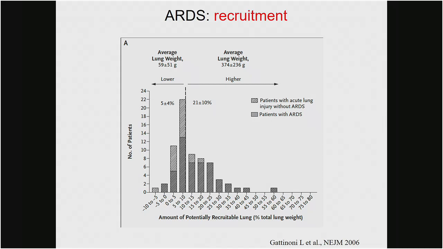I'll briefly talk about recruitability, since it was a matter of this last clinical case. Recruitability is very widely distributed in ARDS. There is a lot of discussion these days about recruitability in patients with ARDS from COVID-19. In this very nice paper by Luciano Gattinoni in the New England Journal of Medicine, you can see that the amount of potentially recruitable lung varies widely in different patients.